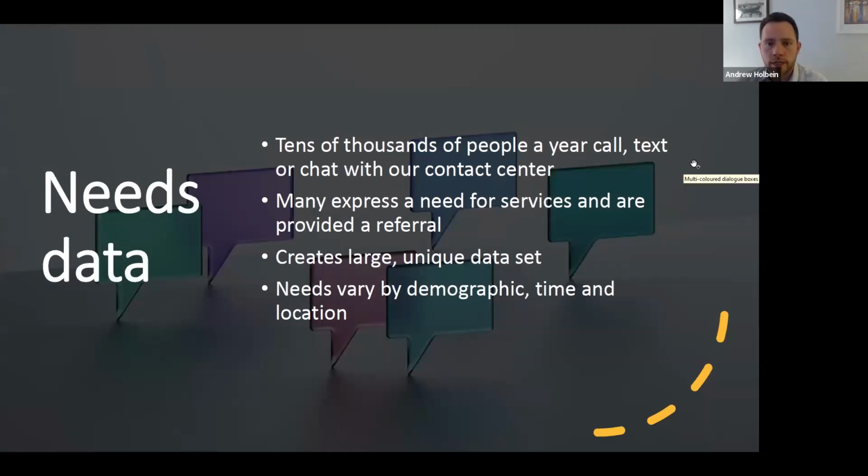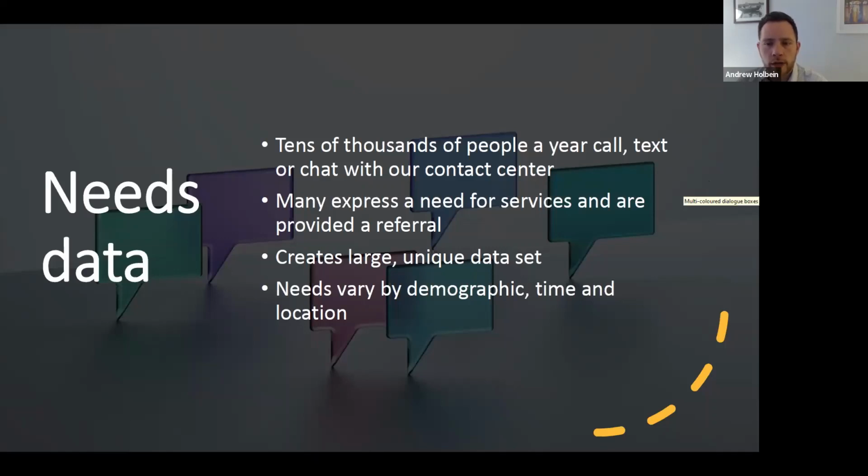So where does our needs data come from? As I mentioned, we run a crisis contact center that's staffed by more than 40, I think it's going to be close to 50 soon, call specialists, very trained people. A lot of them have masters in social work or counseling. They're overseen by a really terrific team of on-call supervisors who are doing best practices in the type of crisis and information referral work that we're doing.